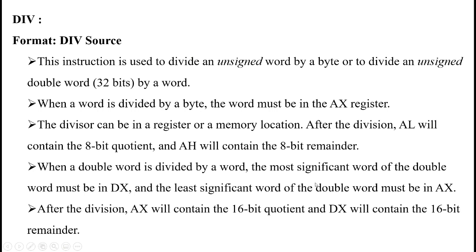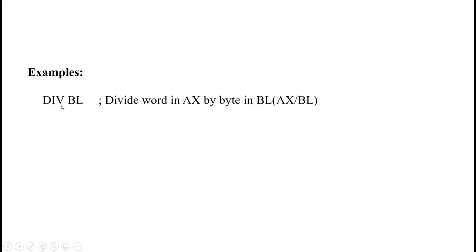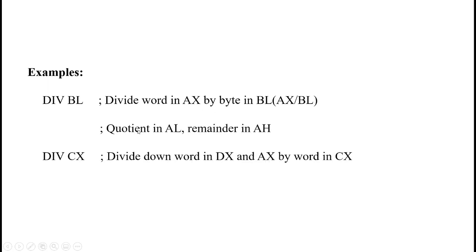If you are dividing a 32-bit by a 16-bit number, then the result will be stored in AX as well as DX. AX contains the quotient, DX contains the remainder part. You can see the example here. DIV BL. I am dividing 16-bit by 8-bit, so in that case the result will be stored in AX. AL contains the quotient, AH contains the remainder. If you are dividing a 32-bit number by a 16-bit number, then the result will be stored in AX as well as DX. AX contains the quotient, DX contains the remainder.